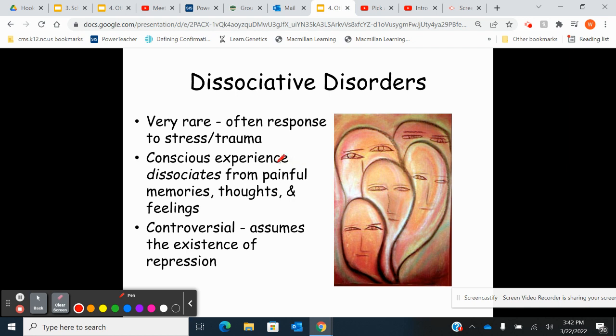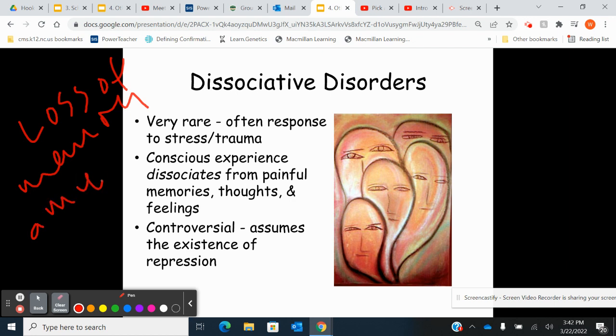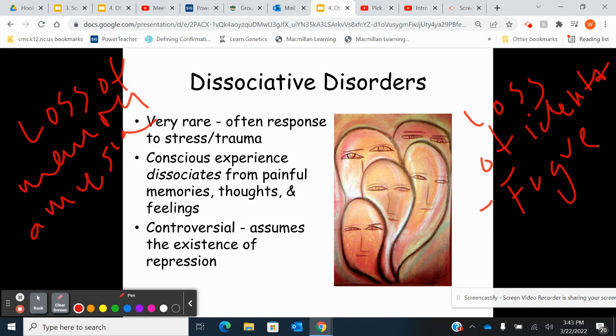A lot of the time with these dissociative disorders, there's a loss of memory, which is amnesia. There may be a loss of identity. When they have experienced this dissociation, they may experience a loss of identity, what is called a fugue.